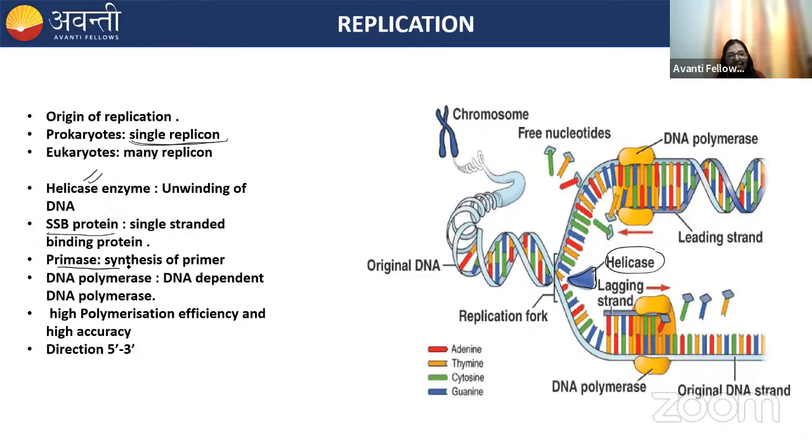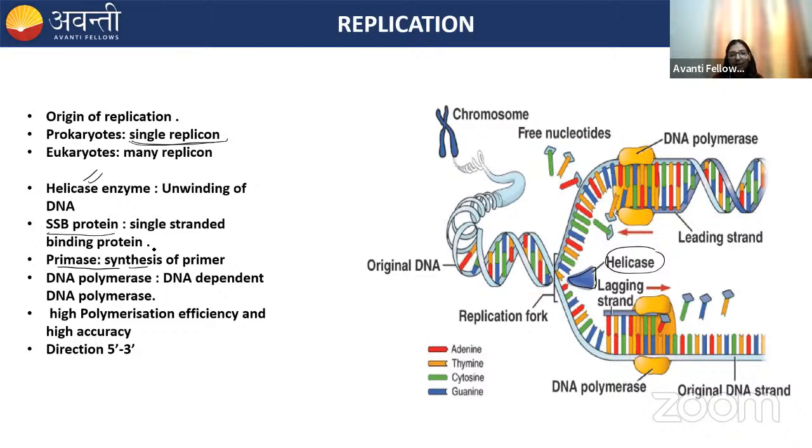The third one is the primase enzyme. We know that the DNA polymerase cannot initiate replication on its own. It cannot initiate the synthesis of the new strand of DNA on its own. It requires a primer, and for the synthesis of the primer, an enzyme is required, which is known as primase. This primase enzyme will synthesize a primer of fewer than 15 nucleotides. When this primer is synthesized, the DNA polymerase will come. The DNA polymerase is also known as a DNA dependent DNA polymerase. Why is it DNA dependent? Because it uses the DNA as a template and starts synthesizing the new strand.